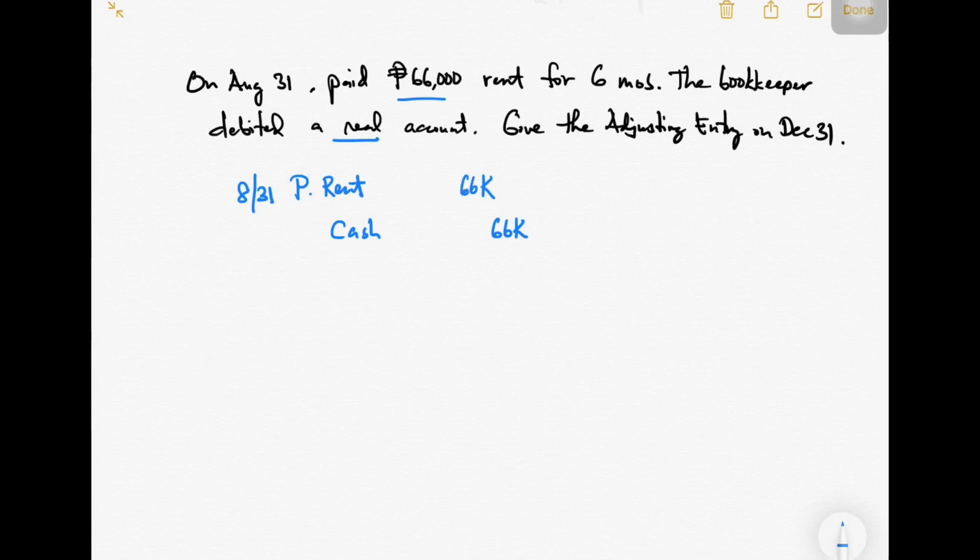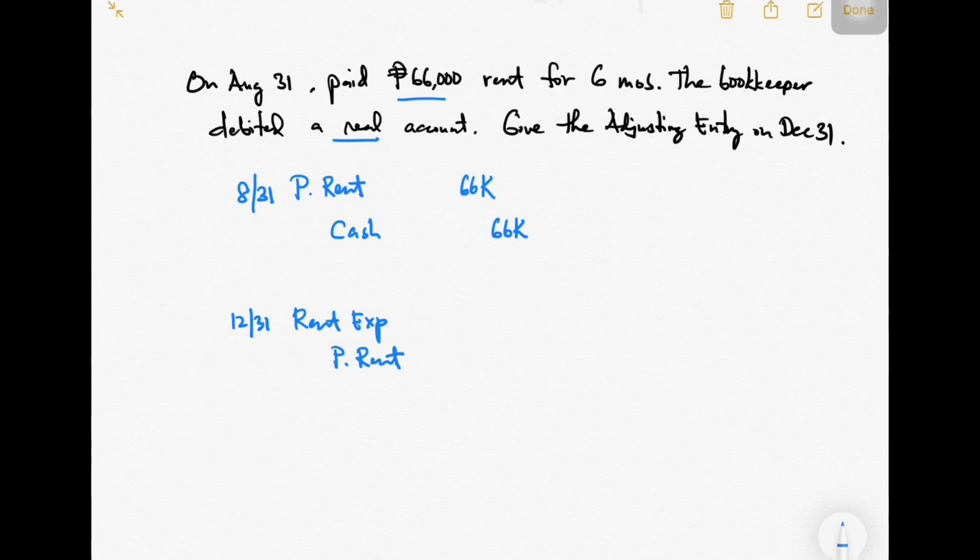Also, 66k. Now, what's the problem with this entry? Come year end, you will be doing the adjusting entry. So the problem at year end is that there is no recognition of expense. So you know that your debit here is rent expense, and then you will be crediting your prepaid rent.